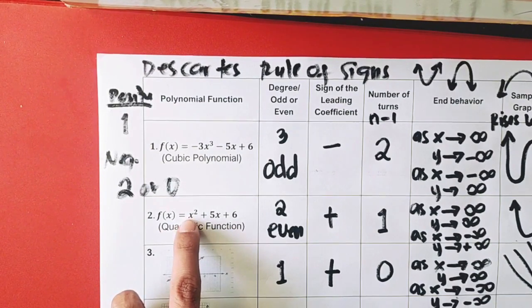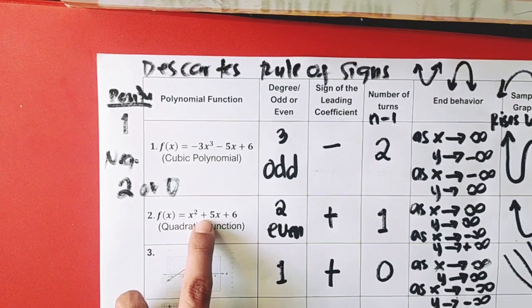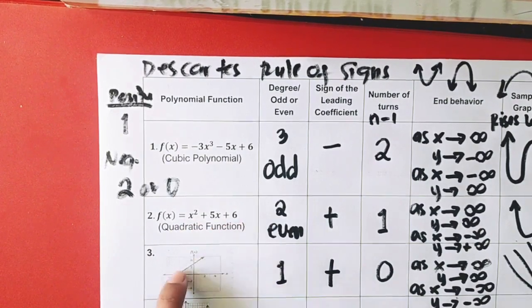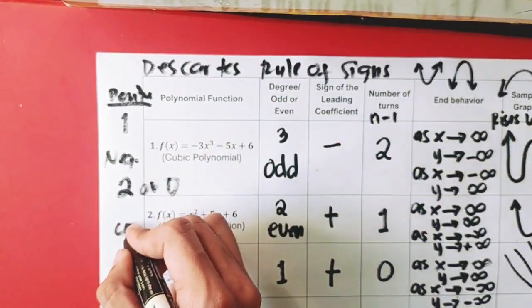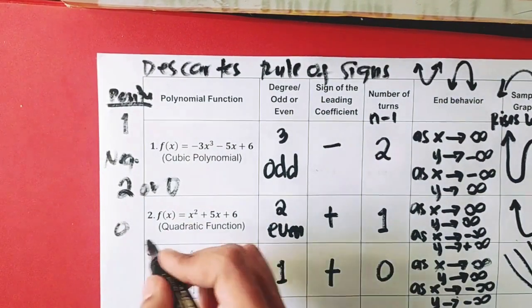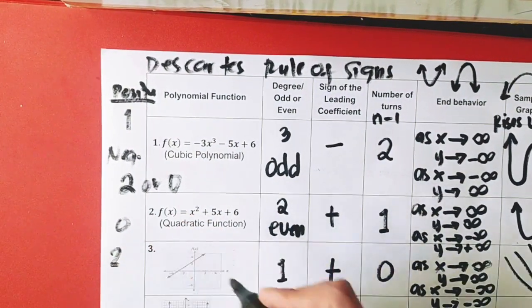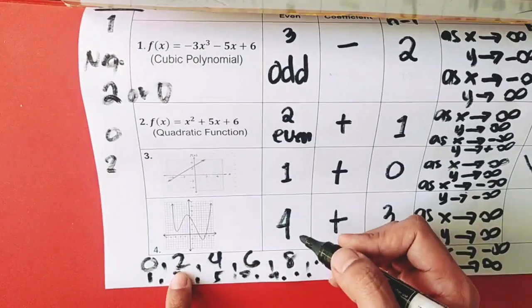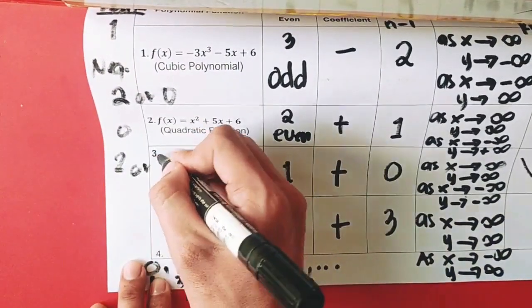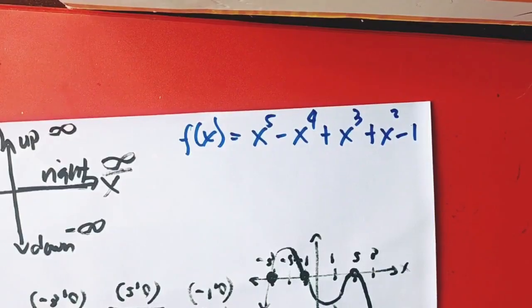So let's count the changes. Positive, positive, no change, positive. So the positive is 0. The negative is 2, or less than this by 2, so 2 or 0.